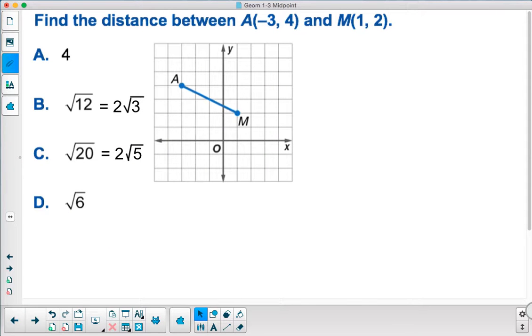Find the distance between these 2 points. This one is pictured on a graph. Choose your method. Do you want distance formula or Pythagorean theorem? Figure it out. And the solution is C.